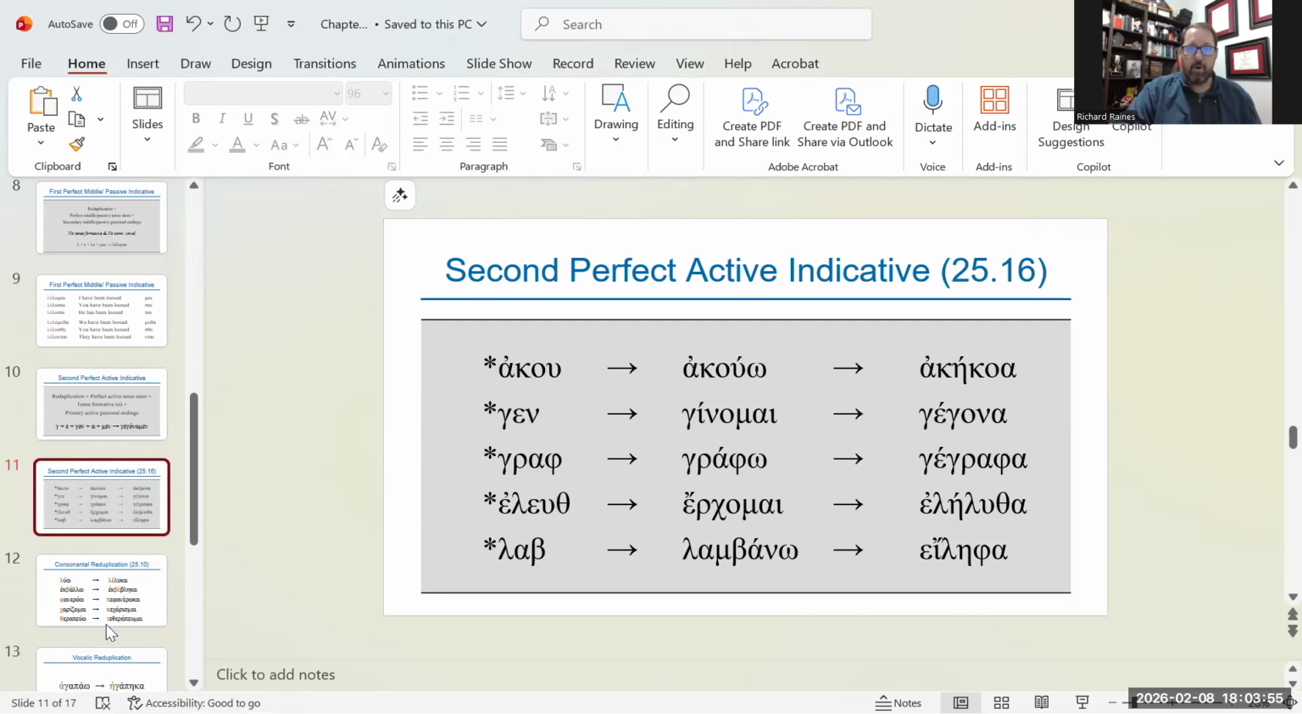What you're looking at here, let's look at akuo, I hear, right? This is the stem, aku. The omega is the ending, the personal ending. So akuo, you can see here that it lengthens, and we're going to see this again, but it lengthens that alpha. So the alpha here and the eta here are the same. It's just the eta is the lengthening of the alpha. And we're going to see that again. But these five verbs are the verbs that you would see in the second perfect active.